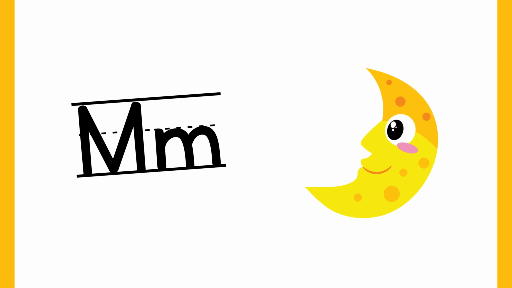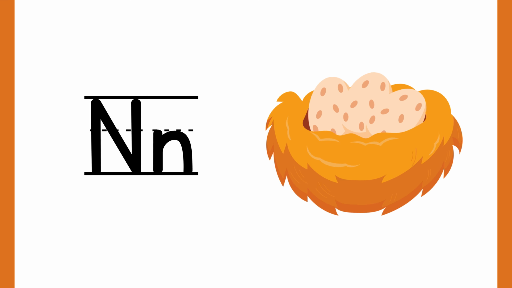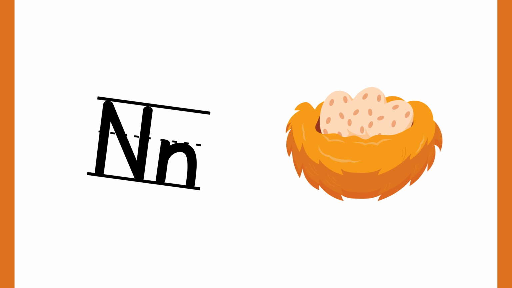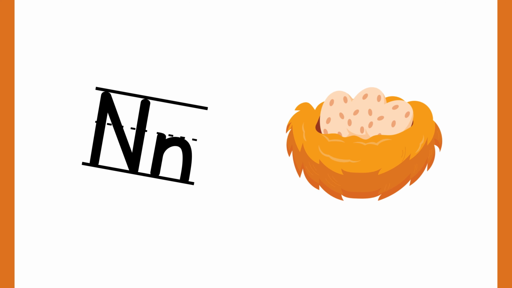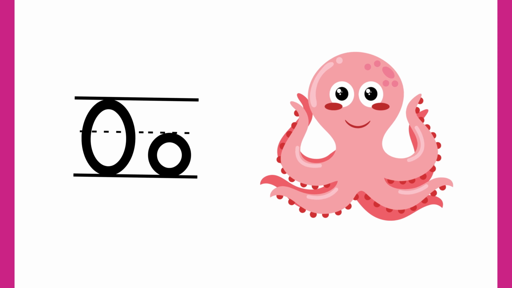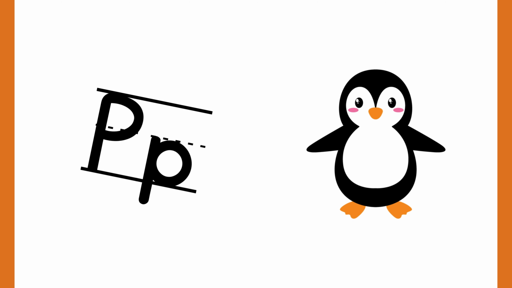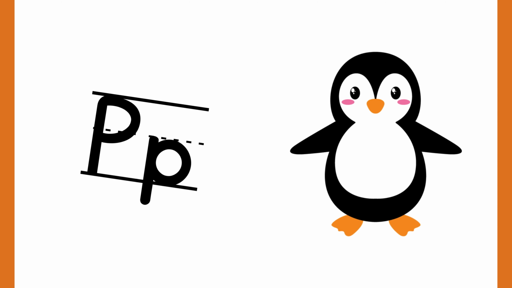M, and M is for moon. N, and N is for nest. O, and O is for octopus. P, and P is for penguin.